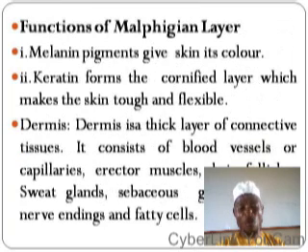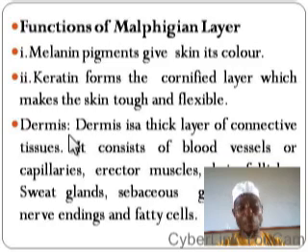The second function of the Malpighian layer is that keratin makes the skin tough and flexible. That is, the protein keratin present in the Malpighian layer makes the skin tough and flexible. Then let us look at the second main part of the skin, which is the dermis, the inner part of the skin.